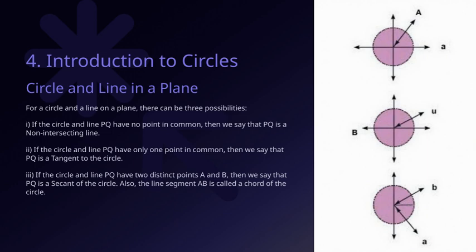This is a special case where the line just grazes the circle without crossing inside. Lastly, if the line PQ does not intersect the circle at all, meaning it has no points in common with the circle, we refer to it as a non-intersecting line. These three possibilities, secant, tangent, and non-intersecting, cover all the ways a line can relate to a circle on a plane, helping us understand the fundamental concepts of circle geometry as we move forward.